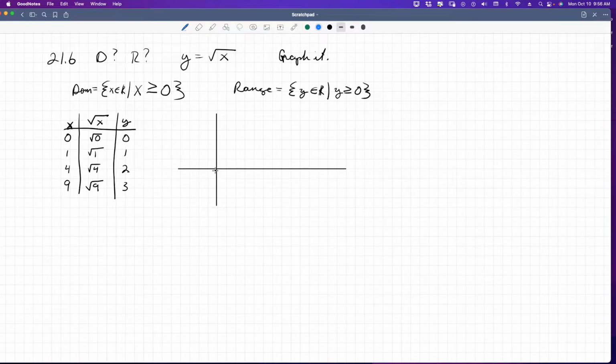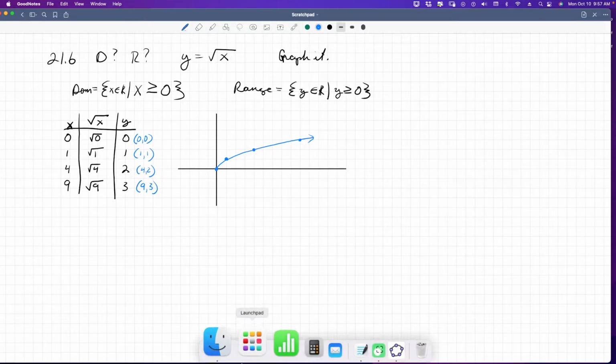So our first point is 0, 0, and that would be here. Origin and origin. Then we have 1 and 1, which would be here. Then we have 4 and 2, which would be 1, 2, 3, 4, 1, 2, right there. And then we have 9 and 3, which would be 1, 2, 3, 4, 5, 6, 7, 8, 9, 1, 2, 3, right there. So our function is going to look like this. That is our function.